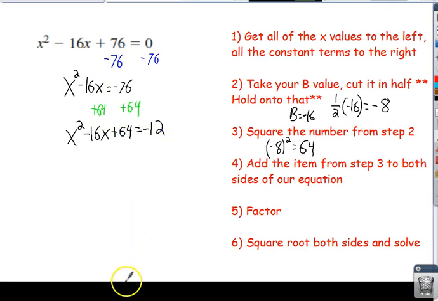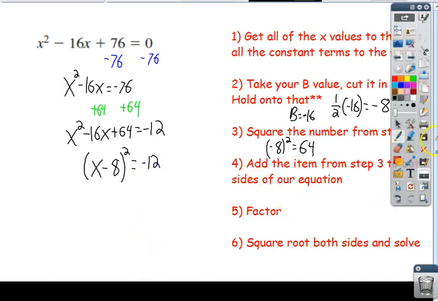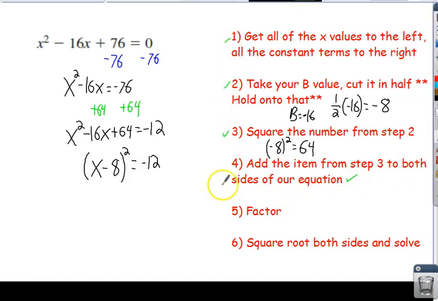Then I factor. Give me two numbers that multiply to 64 and add to negative 16. That would be negative 8 and negative 8, or x minus 8, that quantity squared. That equals negative 12. Alright, I took care of that step. Took care of all those steps.